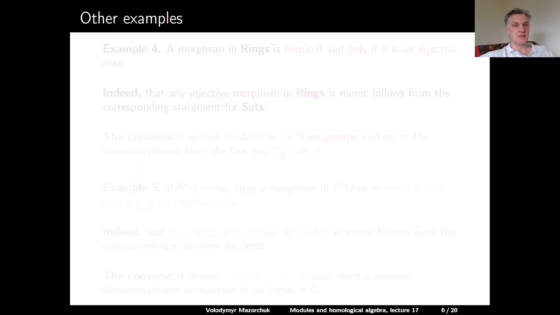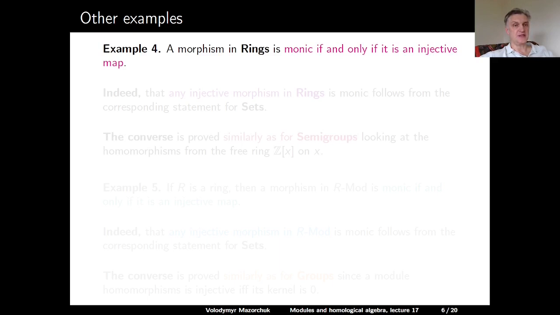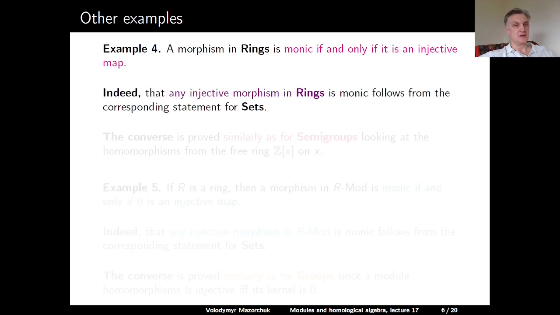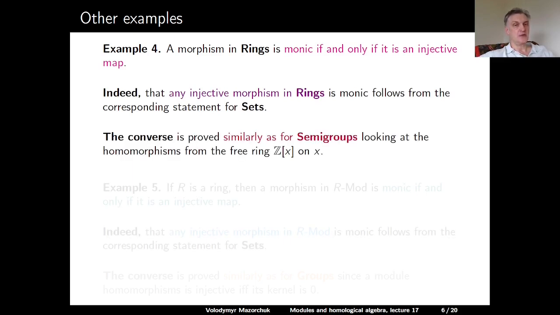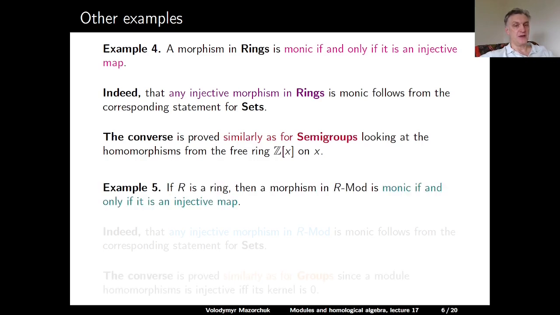Here are some other examples. Example 4. A morphism in rings is monic if and only if it is an injective map. So that any injective morphism in the category of rings is monic follows directly from the corresponding statement for sets, and the converse is proved similarly as for semigroups, looking at homomorphisms from the free ring Z of X on X to our ring.